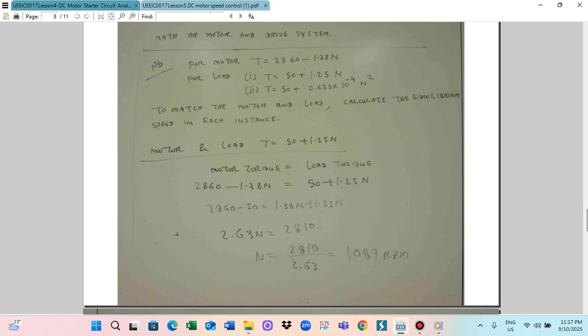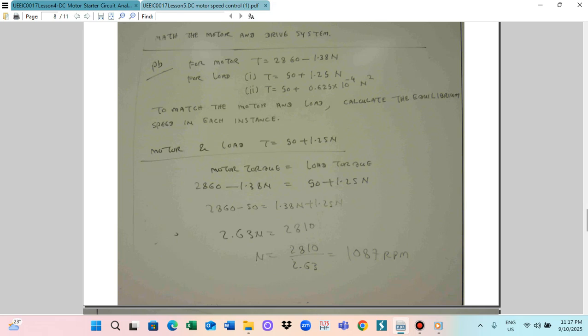So today's topic is the DC motor speed control system. We can control the DC motor speed, especially by adjusting the field excitation. First, the equation for DC motor speed is N = (E_b × 60 / φZ) × (A/P). This is the equation for the DC motor.